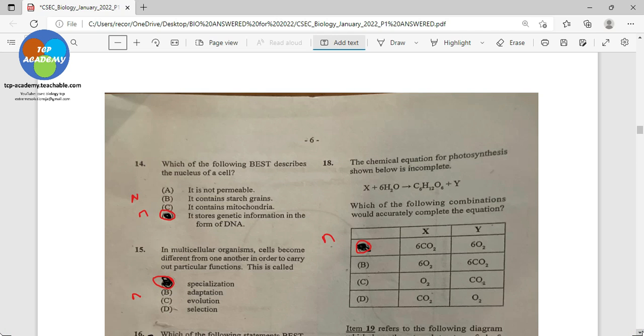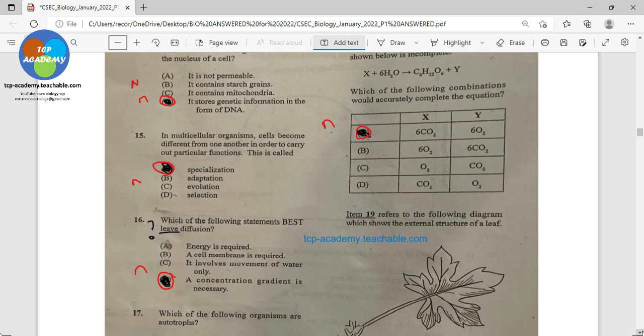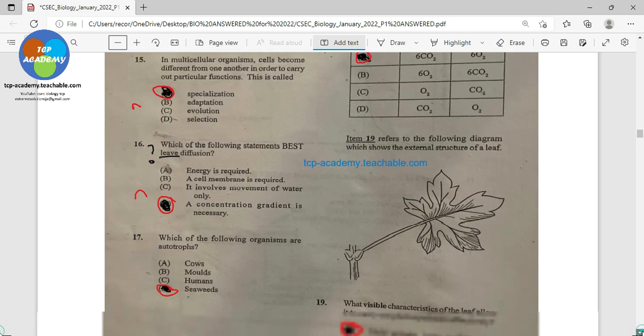Number 14, which of the following best describes the nucleus of a cell? It's new. It stores genetic information in the form of DNA. Best answer there. New question. Number 15 is also new. In a multicellular organism, cells become different from one another in order to carry out a particular function. This is called cell specialization or differentiation.